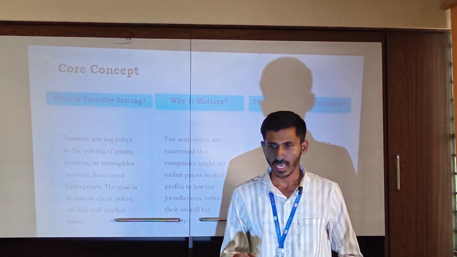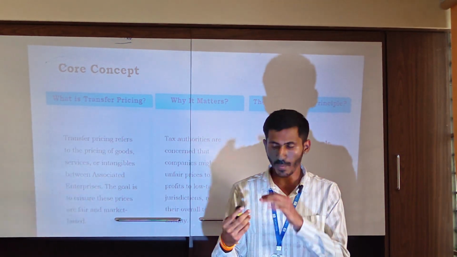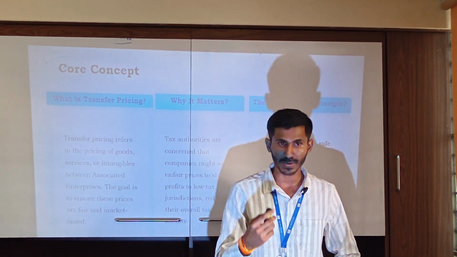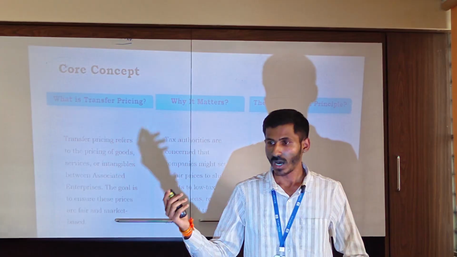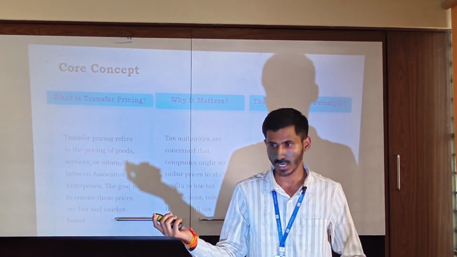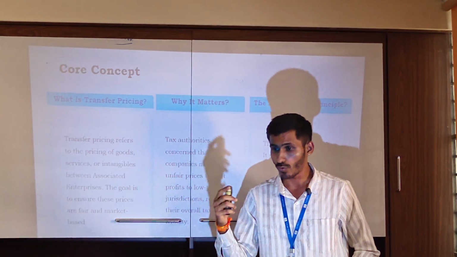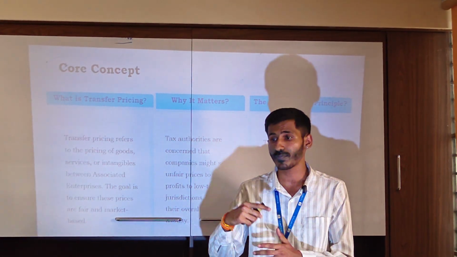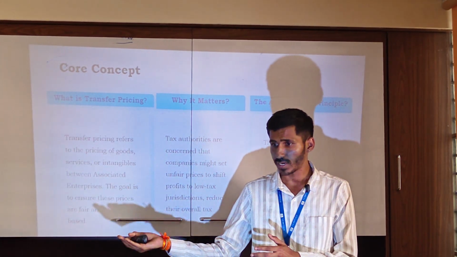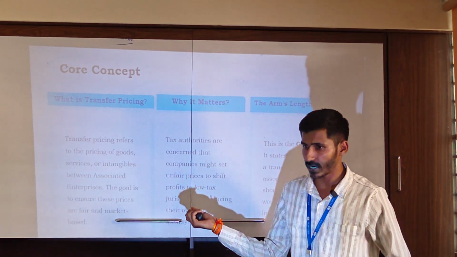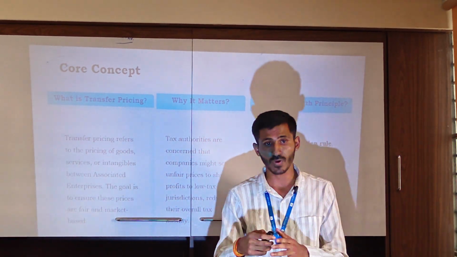Example, X and Y Limited. X Limited is in India, and X Limited has to pay tax at 30%. For example, Y Limited is a company registered in the US, so both are associated enterprises. If the US tax rate is, for example, 10%, then what this company will do is X Limited will transfer the profits to Y Limited, so that it will pay lesser tax. That's how base erosion and profit shifting happens.